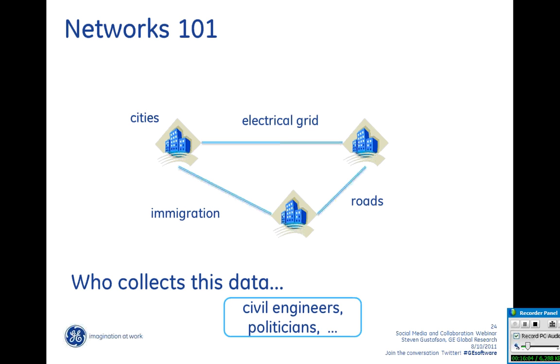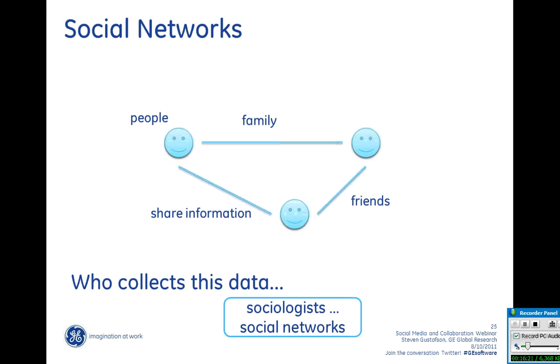So we think of cities. We have 3 cities. Cities can be connected by electrical grids. They can be connected by roads, and they can be connected by something more indirect, like the immigration of people from one city to another. These are all different ways that we could connect cities through these relationships. And so who would collect that? Civil engineers, politicians, and other people.